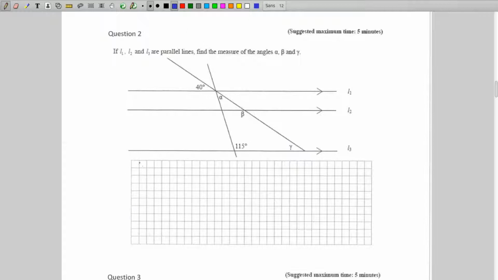So first of all I'm going to work out gamma. I can just automatically say that that's 40 degrees. And why is that the case? Well, we have a transversal and we have some parallel lines, so it makes that kind of F shape. And we know that when you have that shape, there's a rule that talks about corresponding angles that says the two angles are the same.